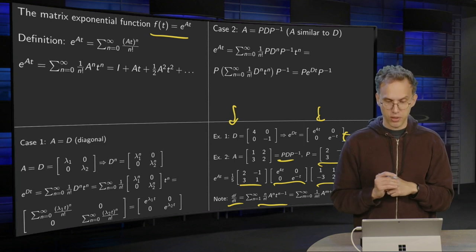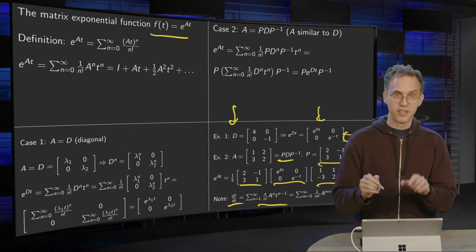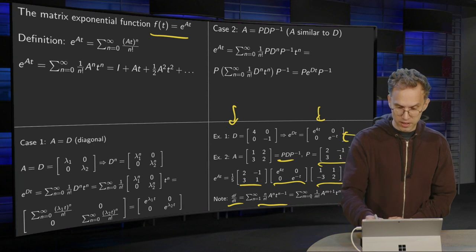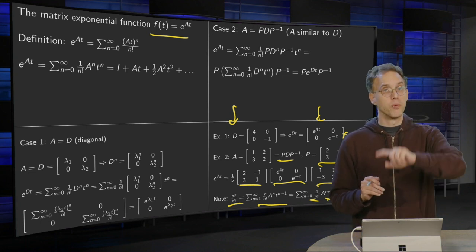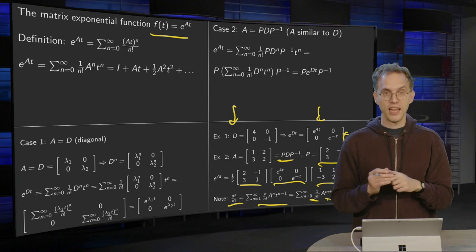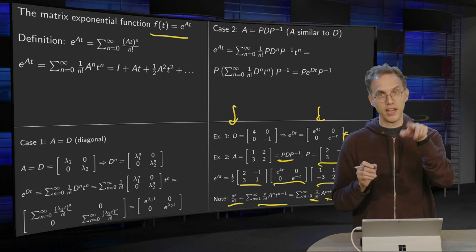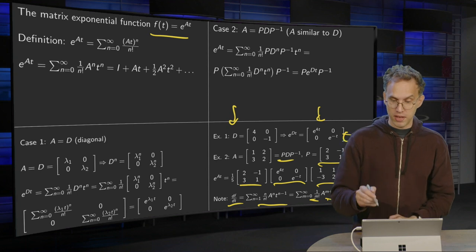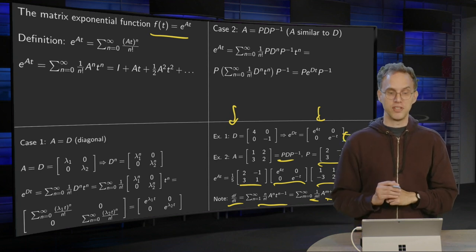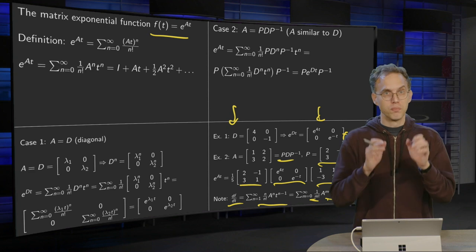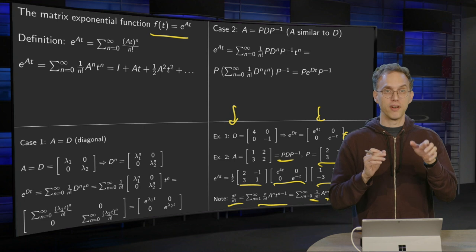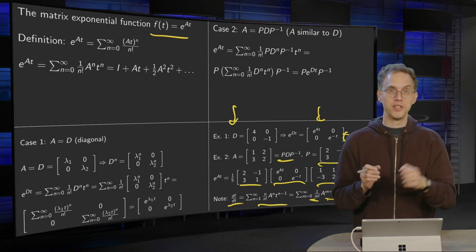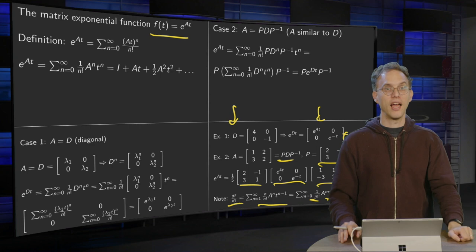The n over n factorial becomes 1 over n minus 1 factorial. So if we set m equals n minus 1, we shift the summation index, and you get an m factorial and a to the power m plus 1. Now you can take one A out. So what you get is A times the sum of 1 over m factorial, A to the power m, t to the power m. But that's exactly your original f of t. So indeed, as you probably would have expected, if you have the function f of t equals e to the power at, then f prime is indeed A times e to the power at.